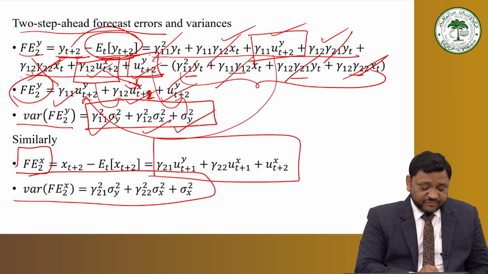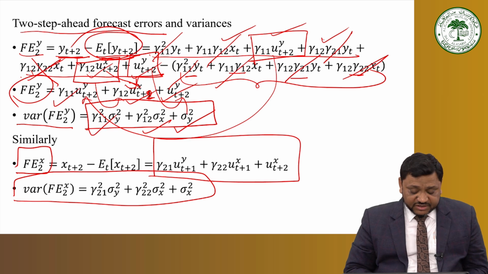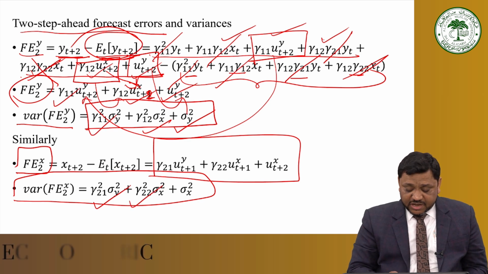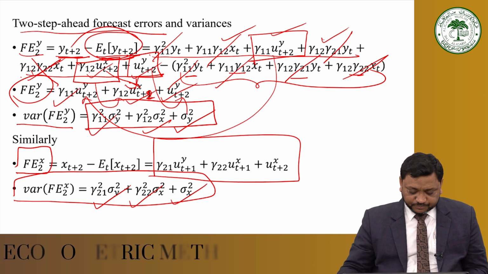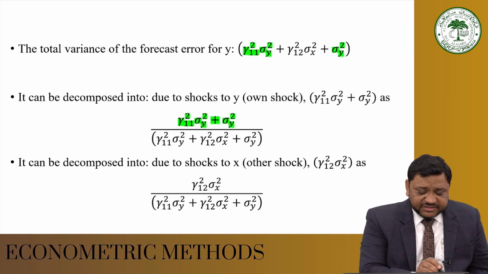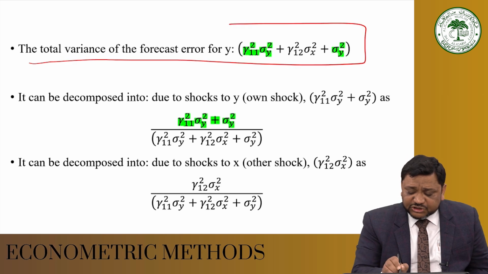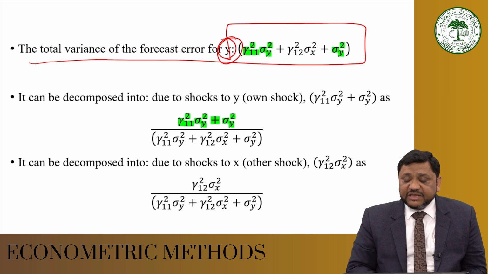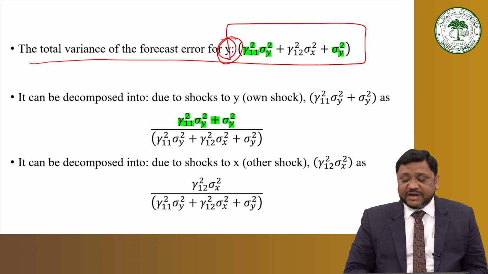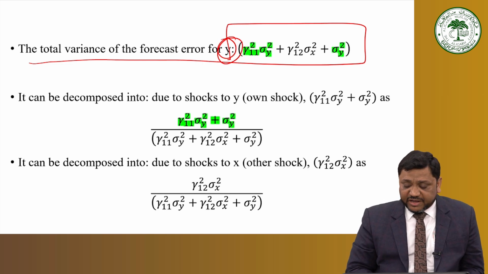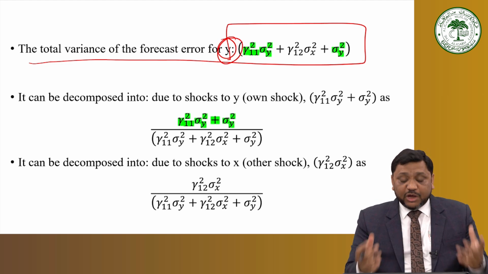Now from this forecast error, we derive the variance. Variance is equal to gamma 21 square sigma square y, gamma 22 square sigma square x plus gamma x square. Once we have derived this, we can say that the total variance of the forecast for y is equal to gamma 11 square sigma square y plus gamma 12 square sigma square x plus sigma square y. Now we can decompose this.